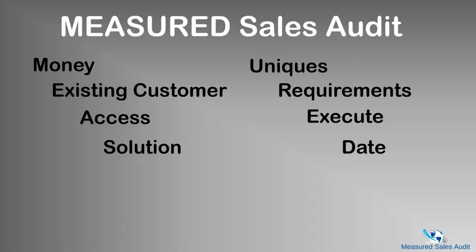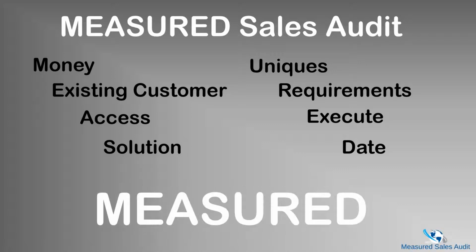Your access to the appropriate people who will both influence the outcome and also make a decision on the outcome, as well as your understanding of the dates in which customers need to make a decision and your ability to execute and have a contractual relationship with the customer. Measured enforces a simple process and discipline that ensures that all of these 8 areas are effectively managed.